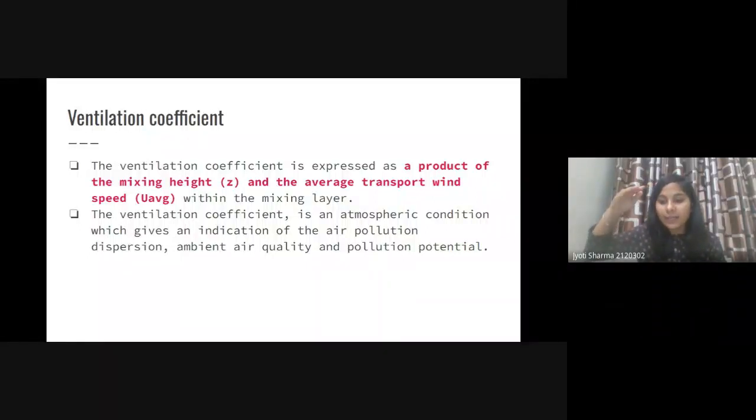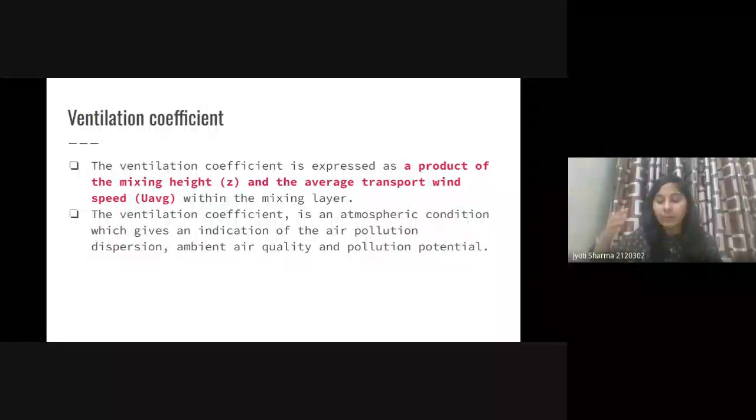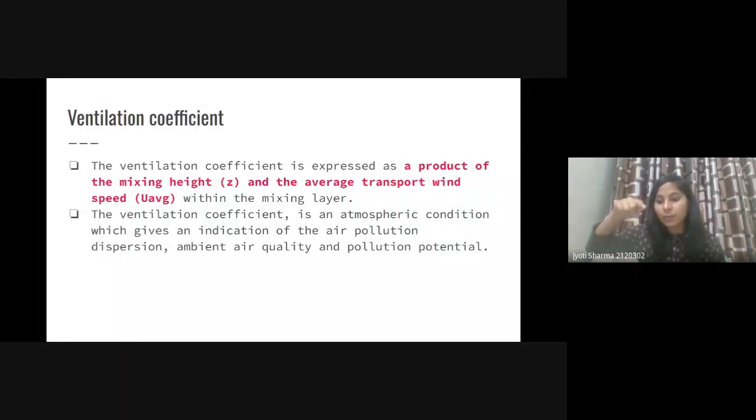And how can we calculate that height? If you have the ambient lapse rate and the dry adiabatic lapse rate, we will plot them, and where these two graphs intersect each other, that will give you the mixing height. If you have the mixing height and the average wind speed, and you multiply them, you will get the ventilation coefficient. And the higher the ventilation coefficient, the more dispersion is possible.